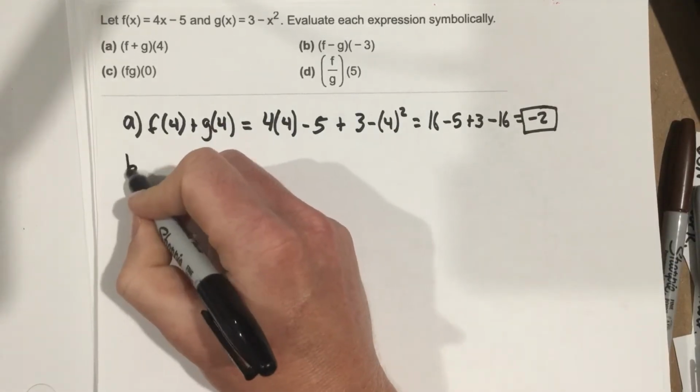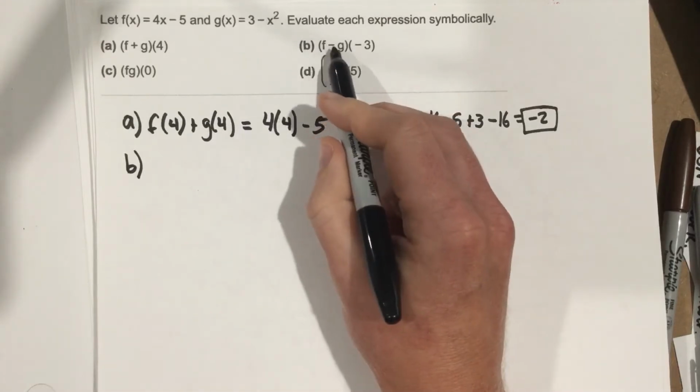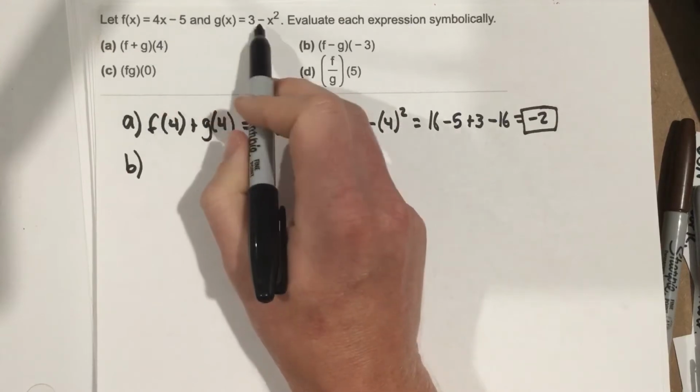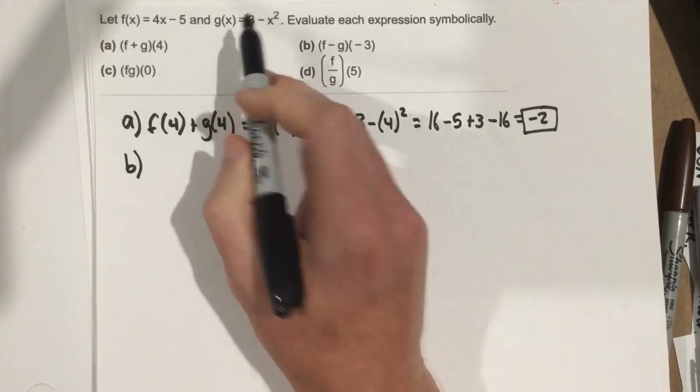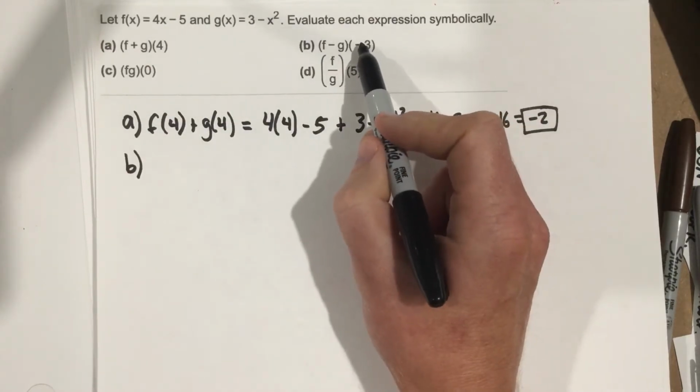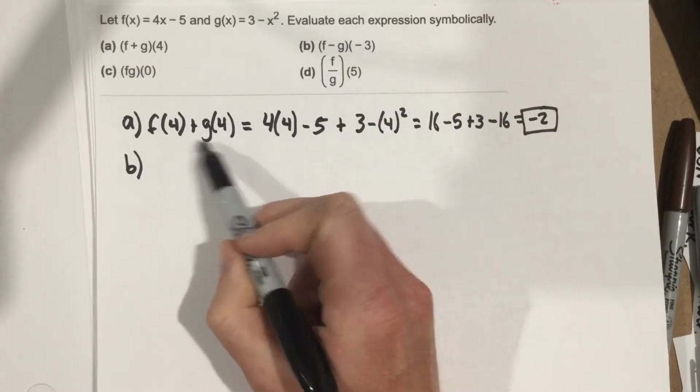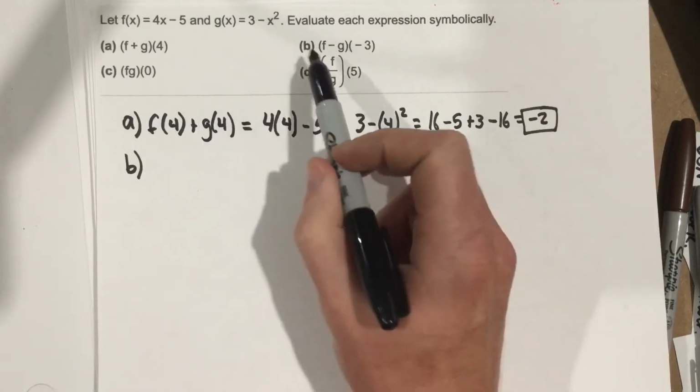Part B, f minus g of negative 3. So we can either combine the two functions together using subtraction, or we can do f of negative 3 minus g of negative 3. Now I'm going to do this slightly different than I did the first one, so I can show you the other version.